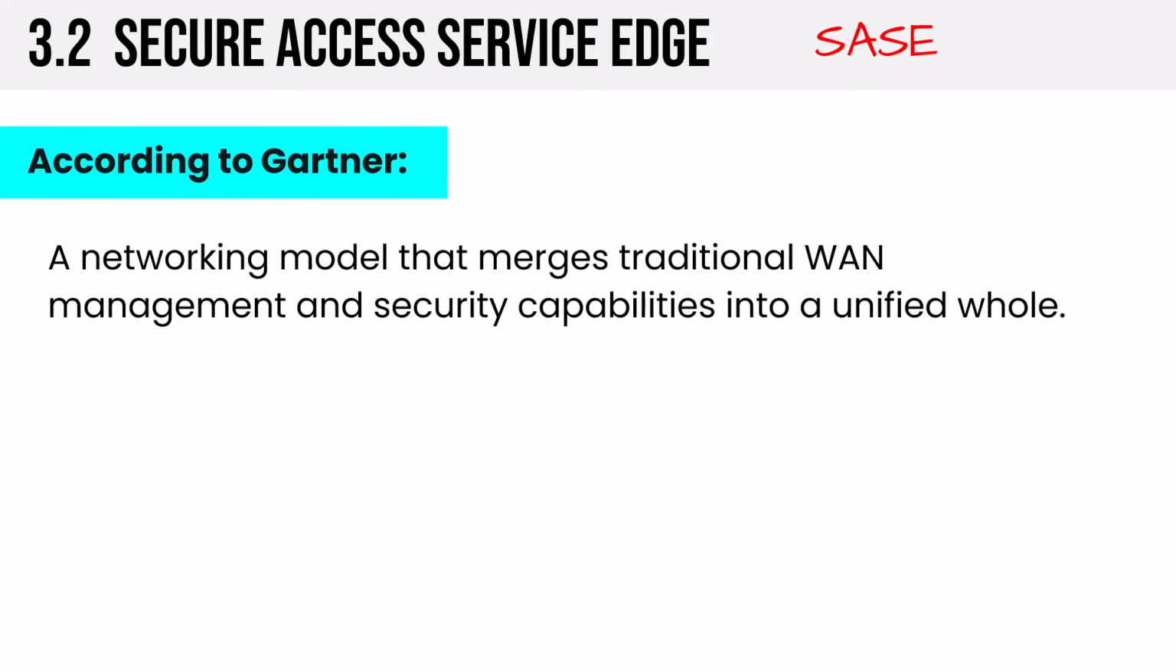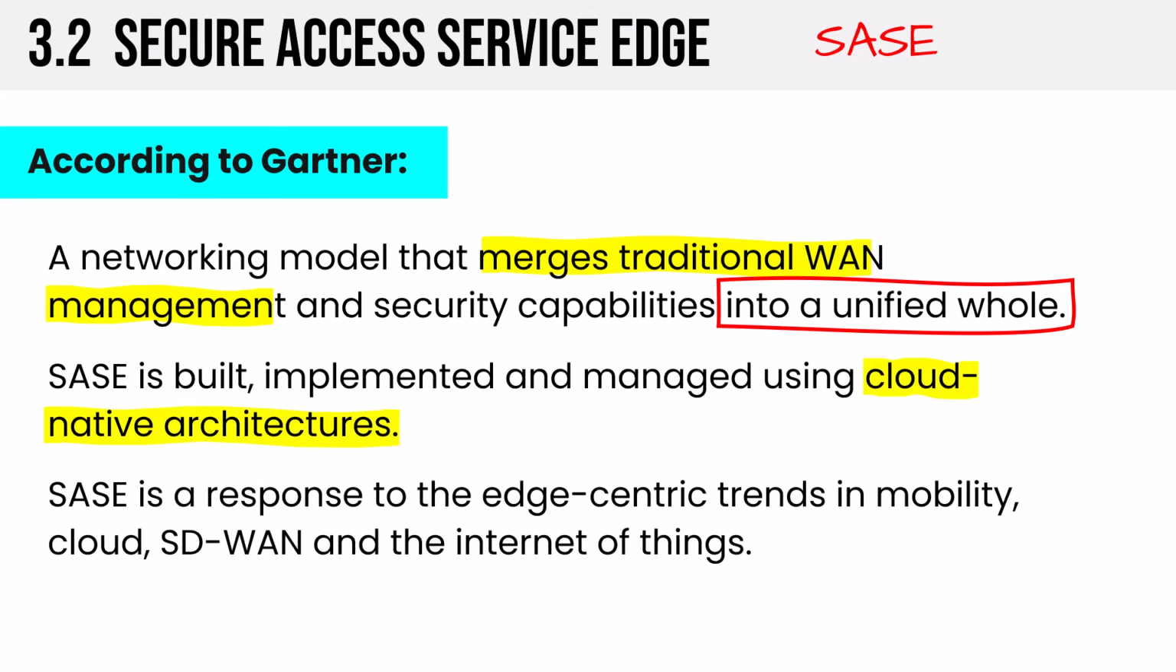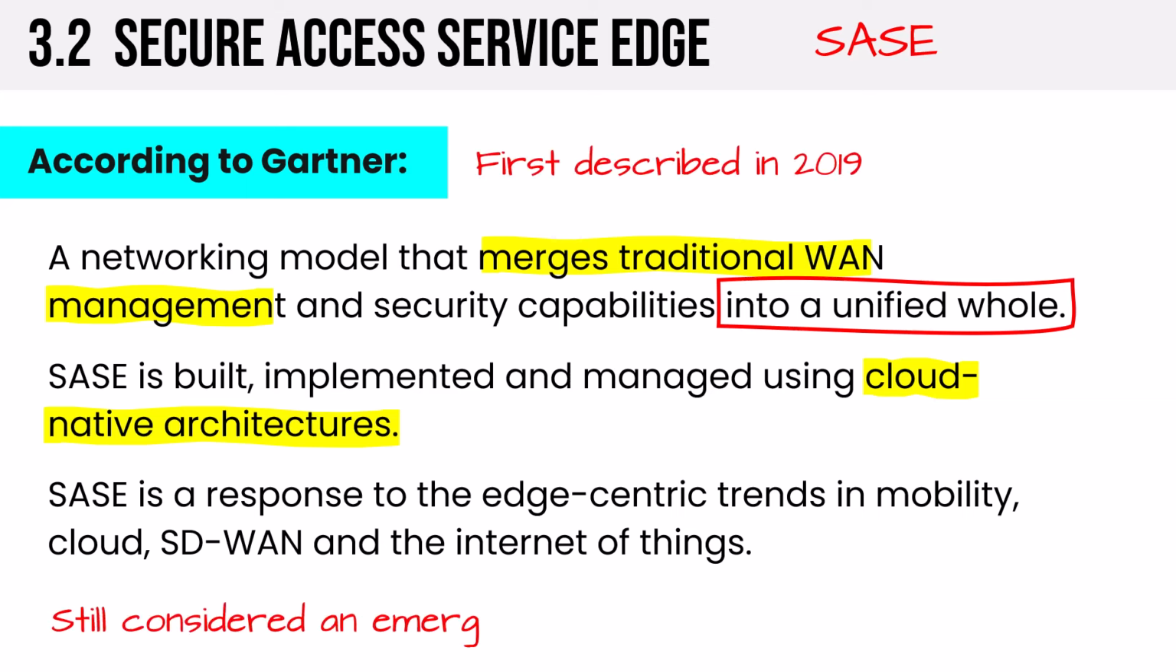So according to Gartner, SASE is a networking model that merges traditional WAN management and security capabilities into a unified whole. SASE is built, implemented, and managed using cloud-native architectures. It's a response to the edge-centric trends in mobility, cloud, SD-WAN, and the Internet of Things. It is still considered an emerging, evolving cybersecurity concept. It was first described by Gartner in 2019. This is a modern cloud-centric approach to SD-WAN.